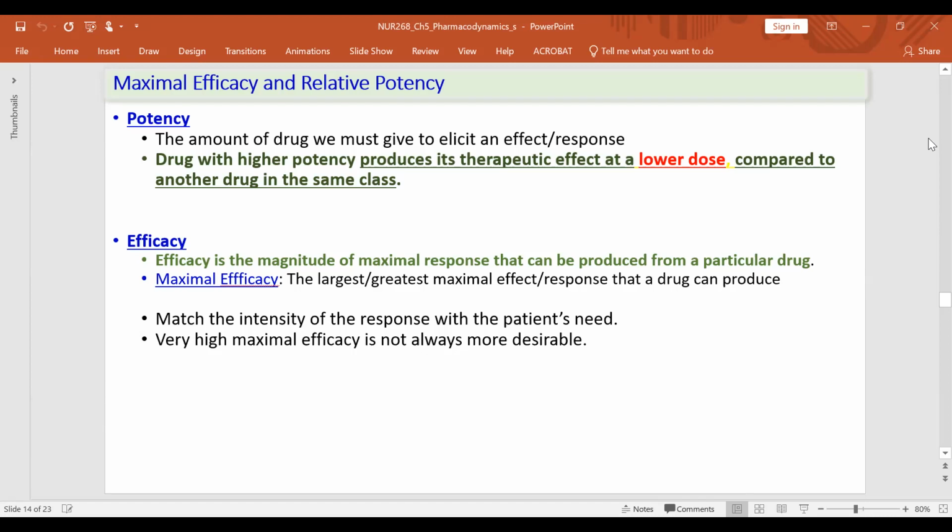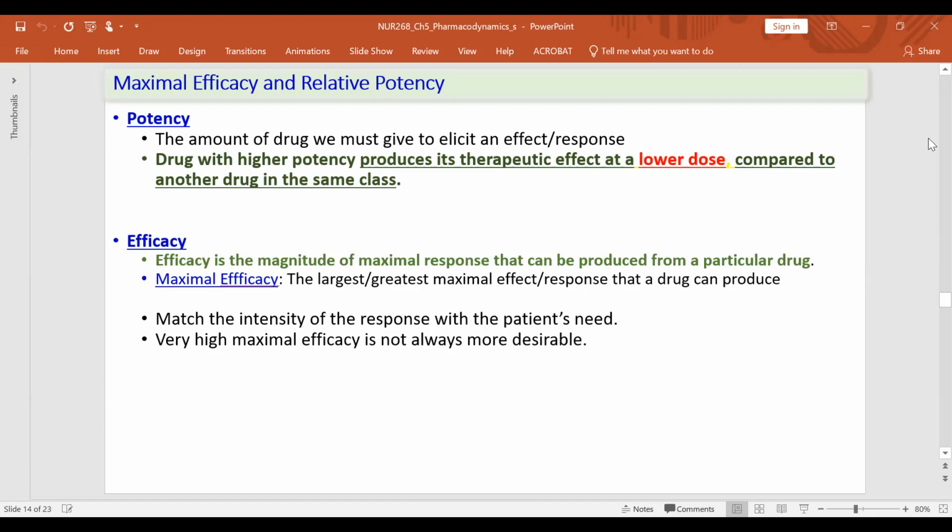The calcium channel blockers, CCB, are another drug class that will control the blood pressure for patients with high blood pressure, like amlodipine, Norvasc. It produces its therapeutic effect at 10 milligrams, unlike another drug like nifedipine, Procardia. Both of these meds, amlodipine and nifedipine, belong to the same drug class called calcium channel blockers.